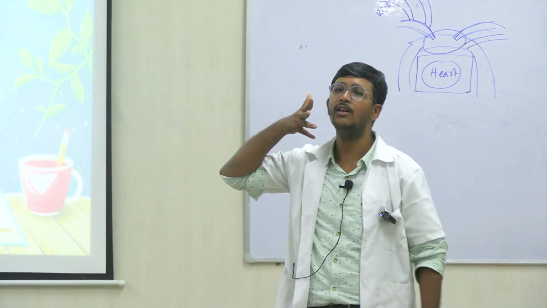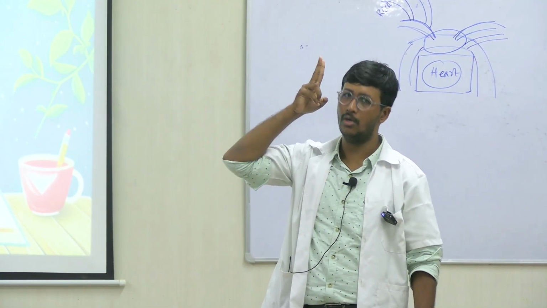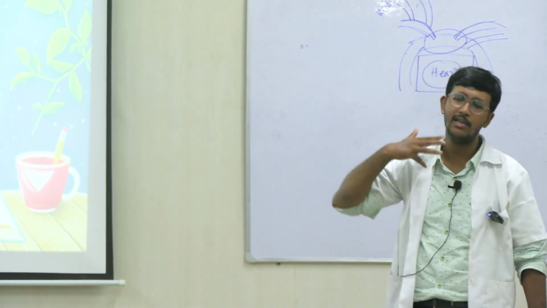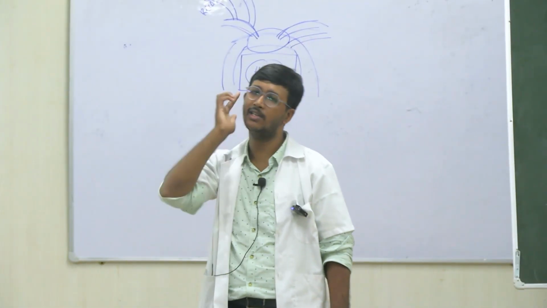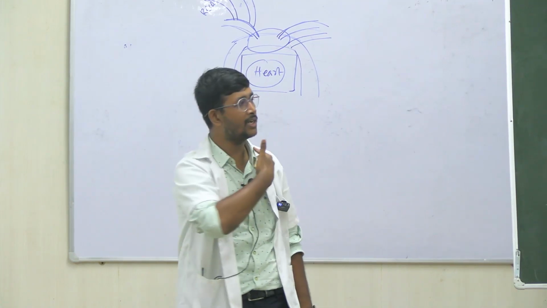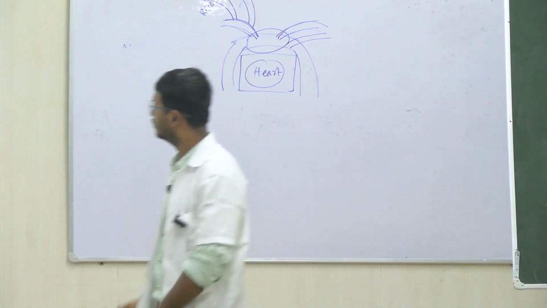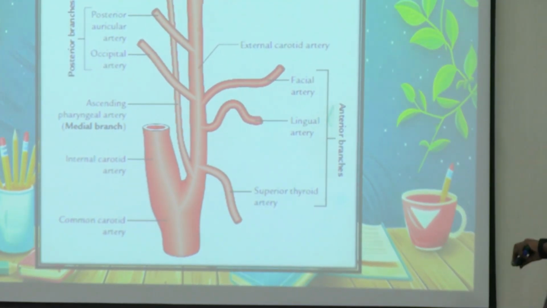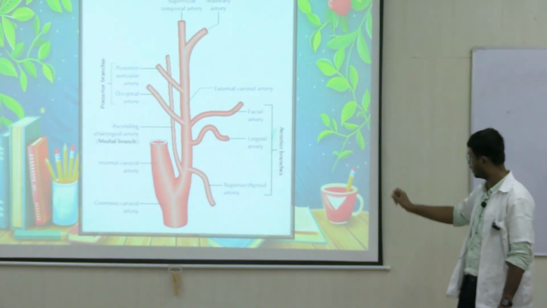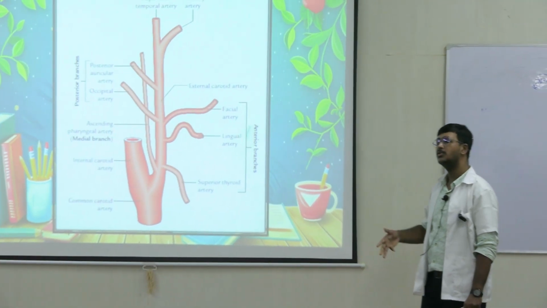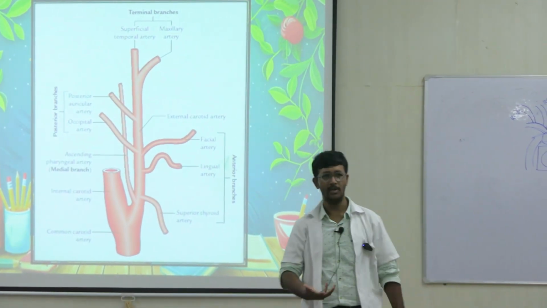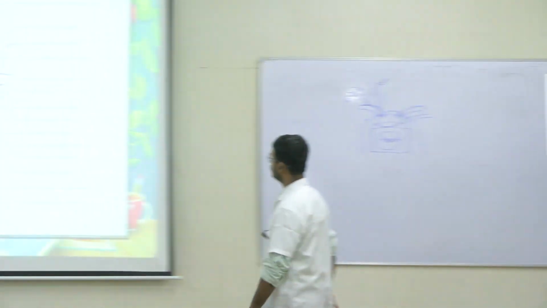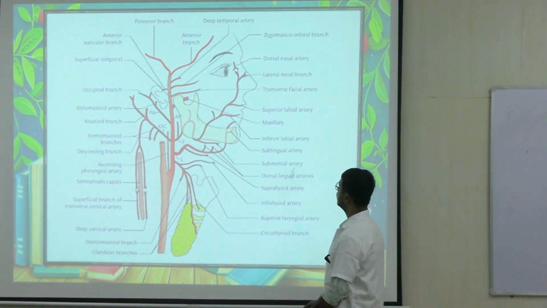So 3 anterior arteries, 2 posterior arteries, 2 superior arteries or terminal branches, 1 medial artery. These arteries will be given by both the right-sided external carotid artery as well as your left-sided external carotid artery. Now suppose the superior thyroid artery is one of the anterior branches. The superior thyroid artery will have multiple branches to supply the thyroid as well as the other structures.